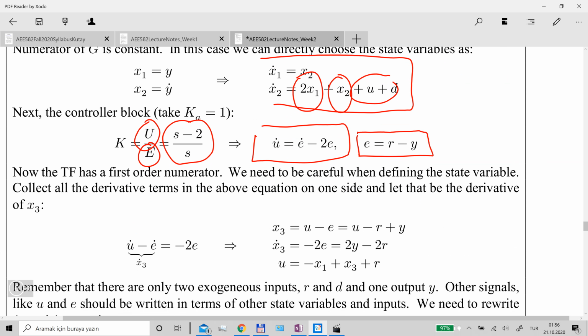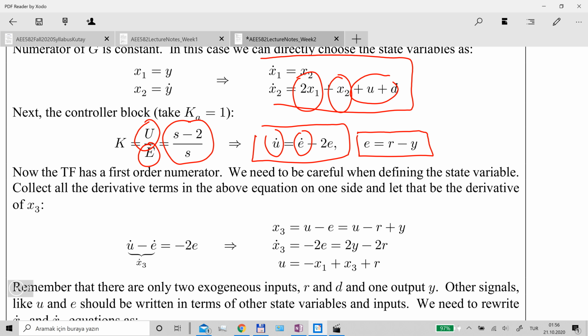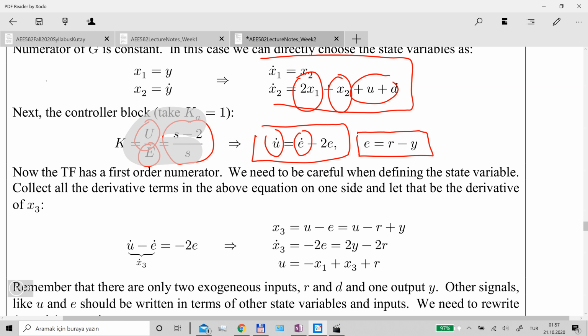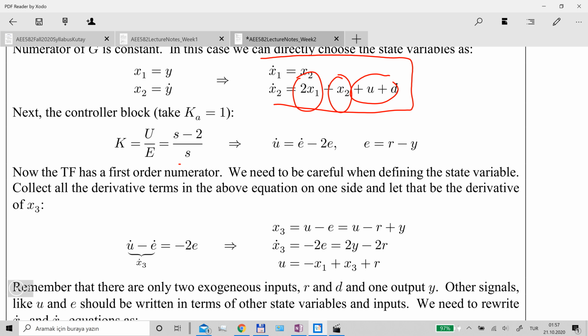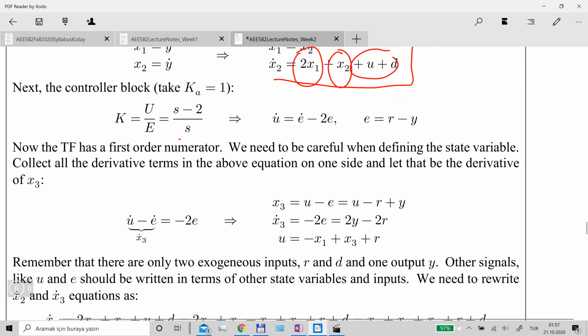So the output is the control signal. This is my output. The input is the error. And as you see here, we have the derivative of the input signal in this differential equation. So when writing this in state space form, you need to be a little bit careful because you cannot really choose your state variable as the output directly. This will not work because you have the derivative of the input signal. Well, you can write the state space model directly, but I have this way of writing state space models for such systems, and let me just show that here.